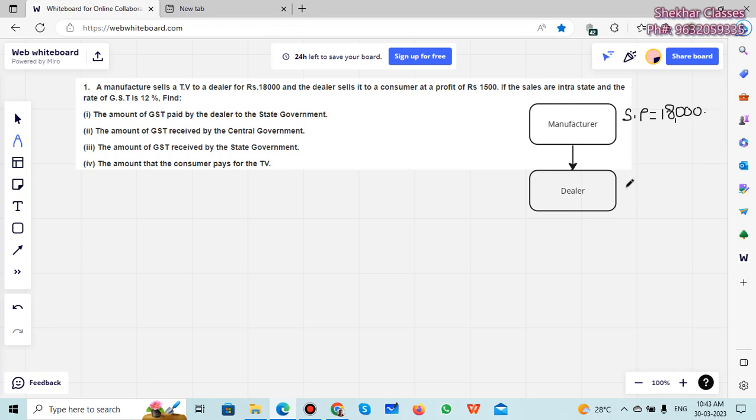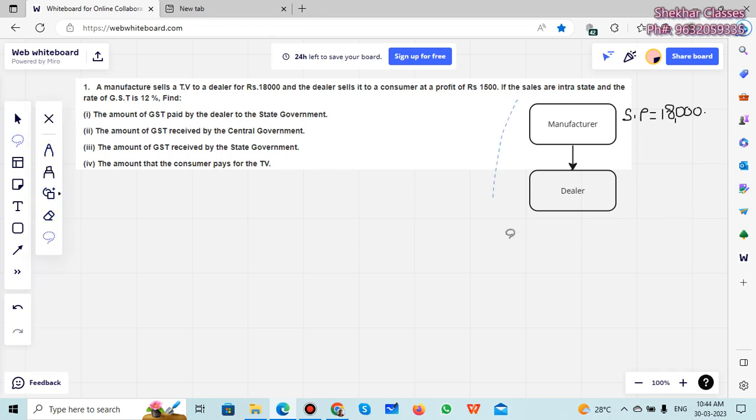Now, how much is the tax that the dealer will pay to the manufacturer, and on what basis? The dealer had bought it from the manufacturer for 18,000, so since it is within the state only, he will pay CGST and SGST, that is 6% each, to the manufacturer. The manufacturer, on behalf of the government, is charging that amount, so he will finally deposit that tax to the government. So let me make it like that.